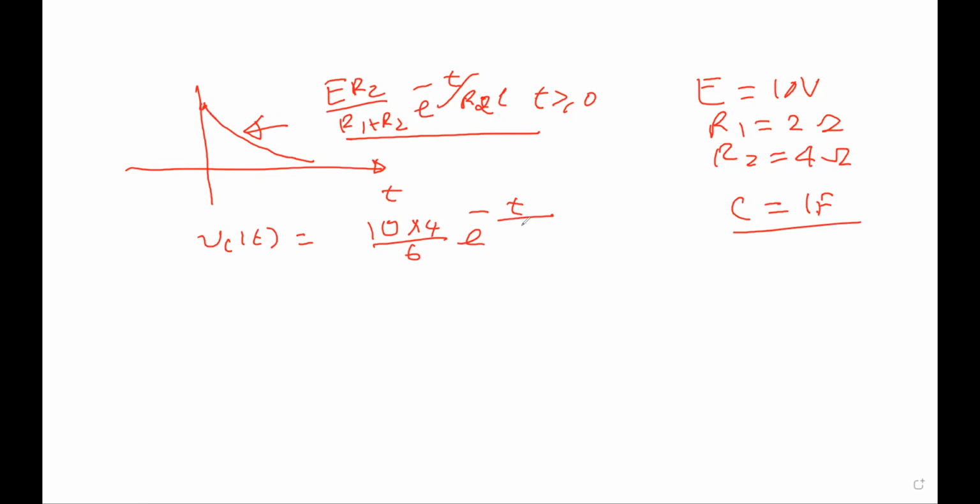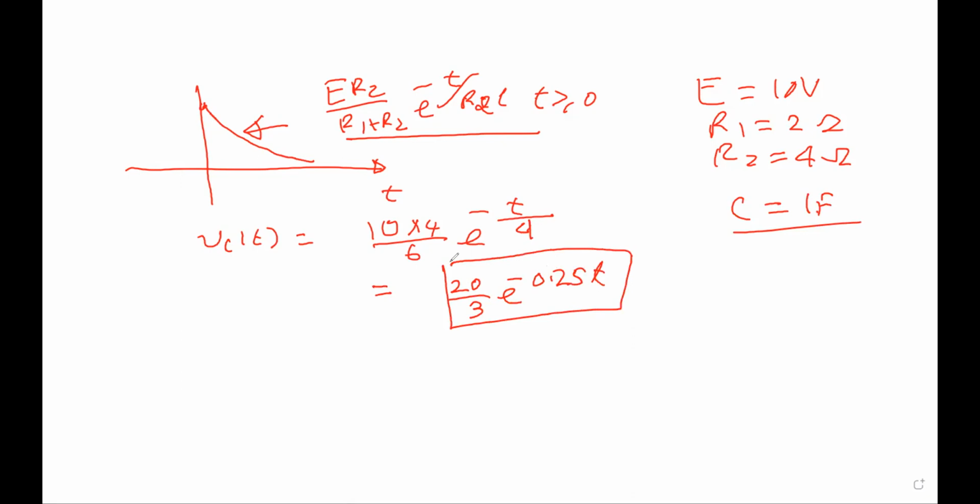Okay, then it will be equal to what? 1 divided by 4, isn't it? And that is equal to 20 divided by 3 times e to the power minus 0.25t. Okay, this is the discharging phase equation. So this equation is known to you.